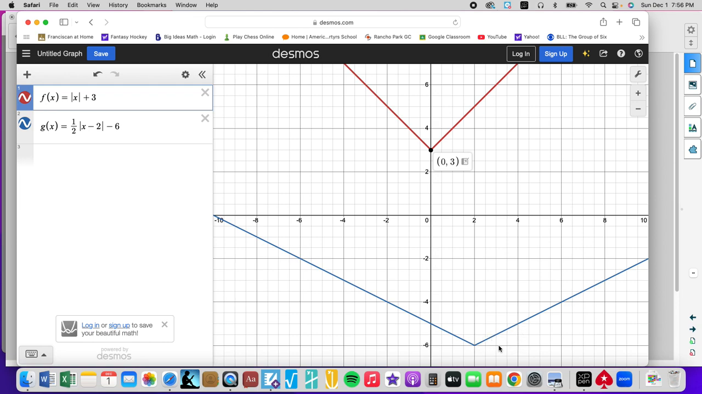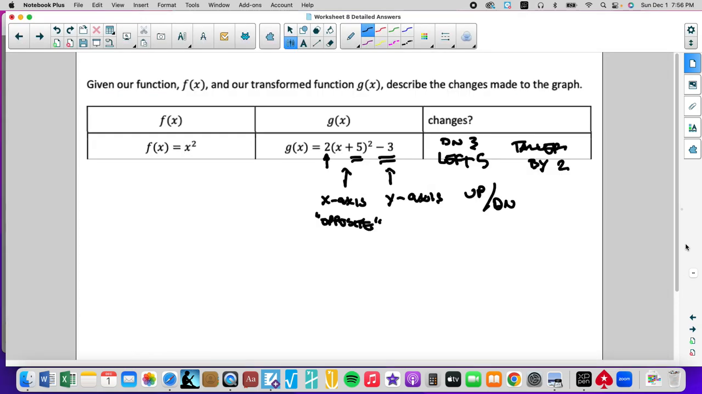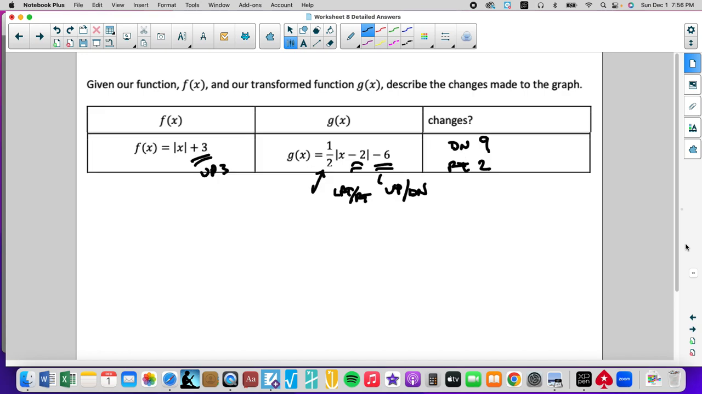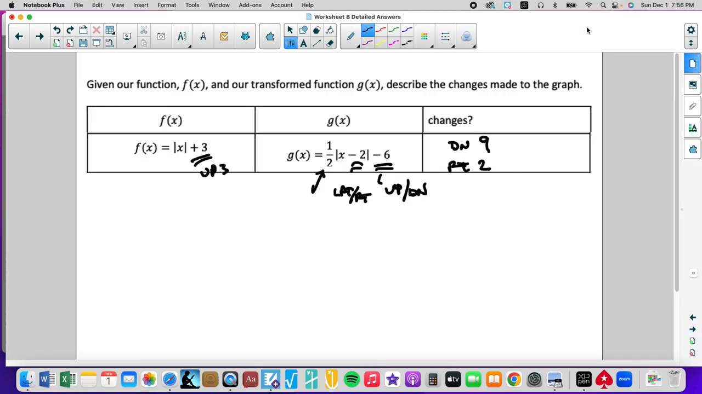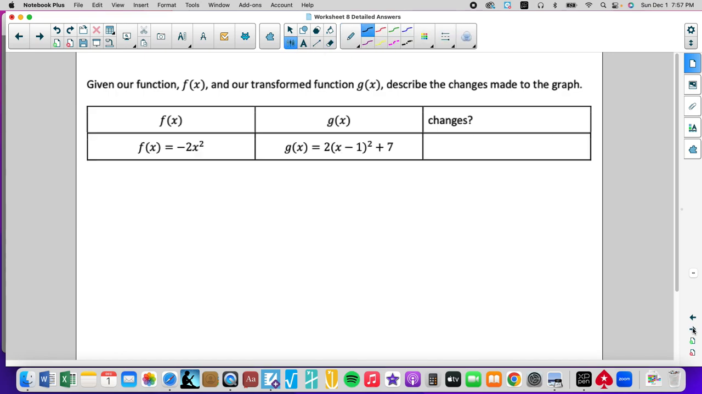So how would we do that? How would we explain that? What did we say in the problem before? We said that it went taller by 2. It went shorter by 1/2. Is that what they want? Oh yeah, shorter by 1/2. Let's go. Shorter by 1/2. Yeah, that's typically not how you're going to describe it. They don't teach you that in Algebra 2 and pre-calc. You'll see these types of things.